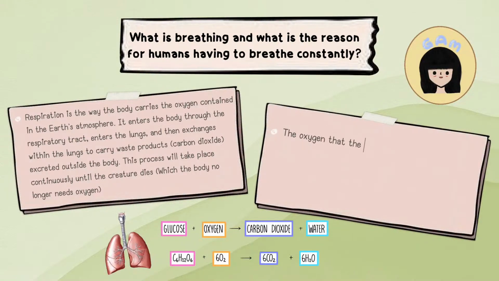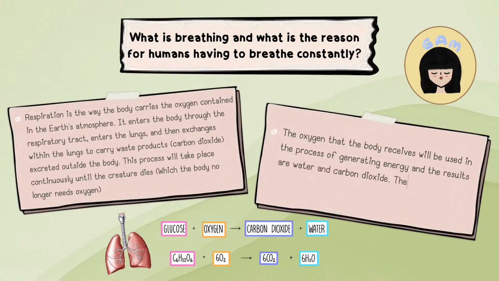The oxygen that the body receives will be used in the process of generating energy, and the results are water and carbon dioxide. The water will be used and the carbon dioxide is eliminated.